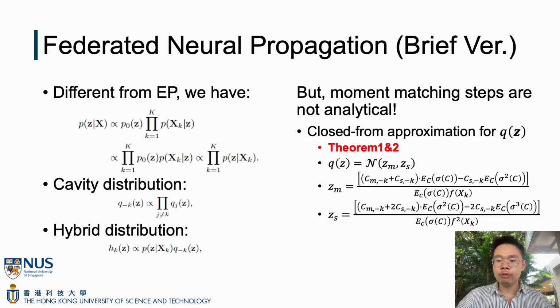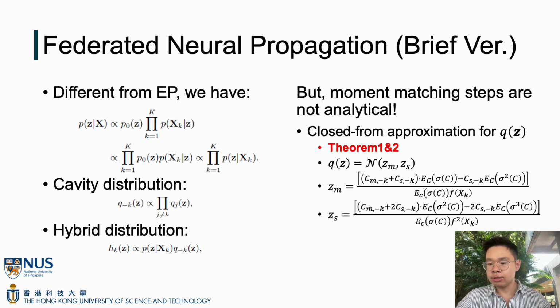Okay, so here we briefly present the key ideas of our FedNP algorithm. The key of FedNP is a special factorization of p(z | X), the posterior of interest. So by Bayes' theorem and assuming a uniform prior, as well as a bit of massage, we find that the posterior of the global data can be factorized by the product of the posterior of the local data.